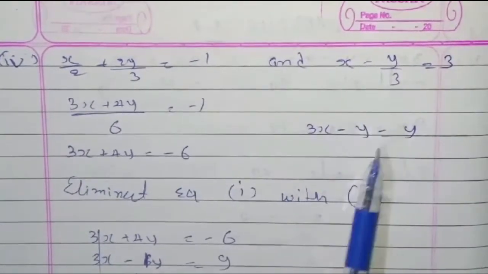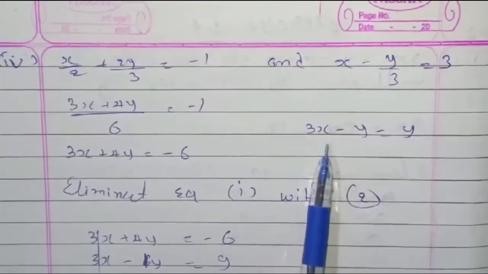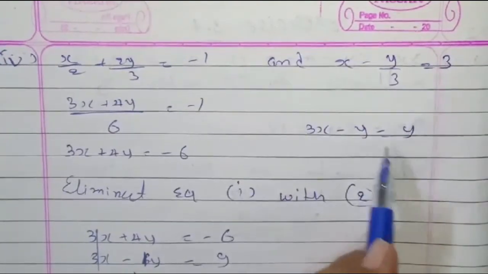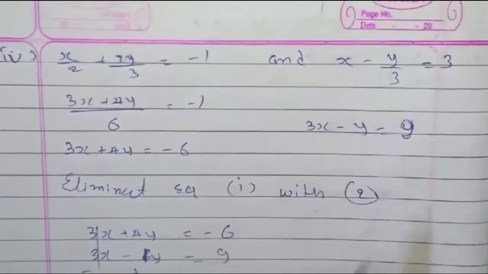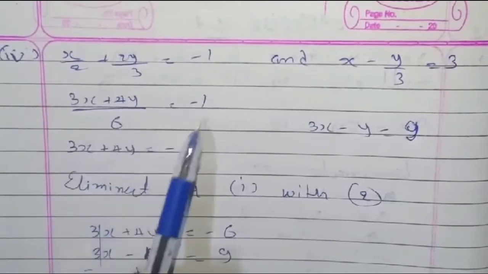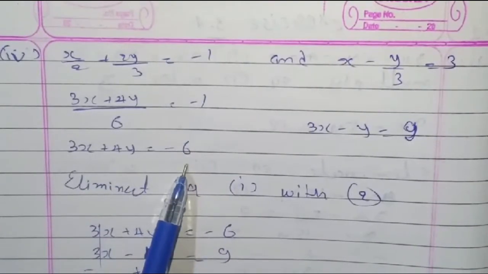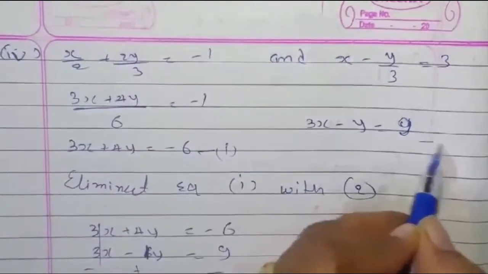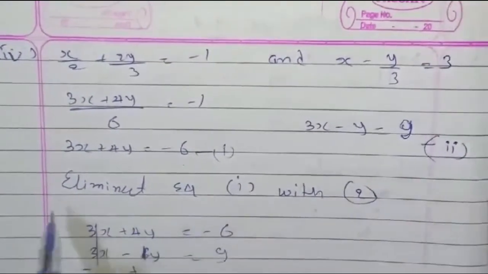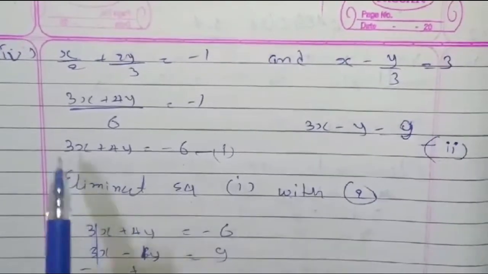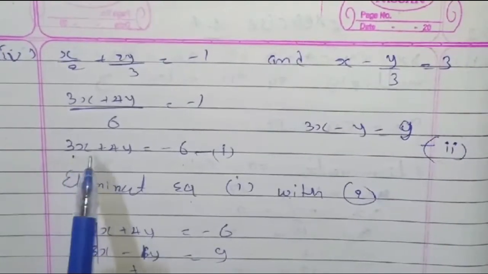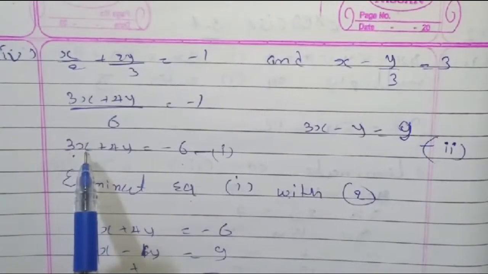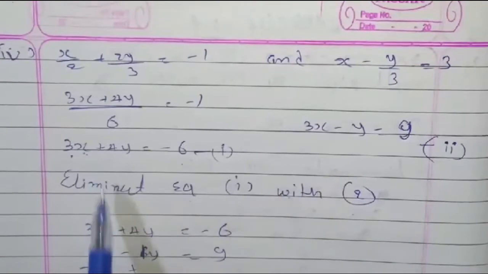In the same way here also we take the LCM 3. 3 into x is 3x and y as it is. And here 3 times 3 is 9. So here 6 times 1 is 6, minus 6. Now we can call these equation number 1 and equation number 2. Now eliminate equation number 1 with 2, because see that the coefficient of x is the same on both sides. So we can directly eliminate.